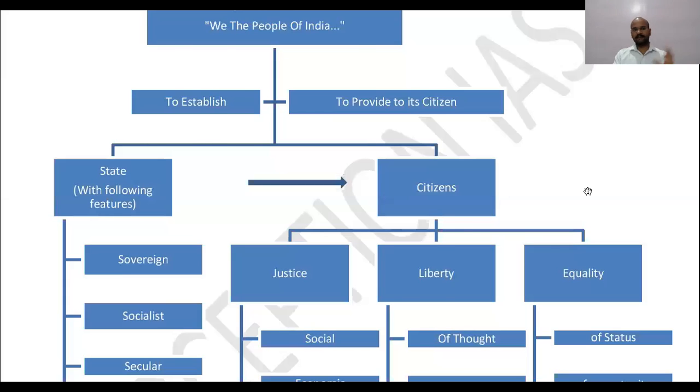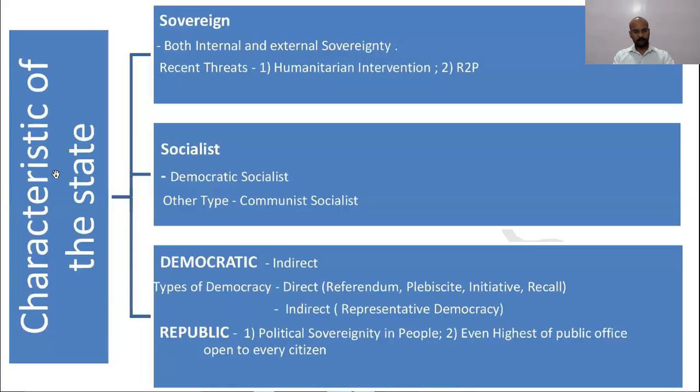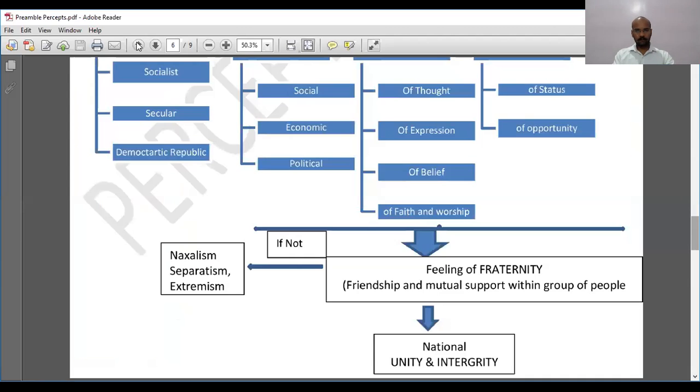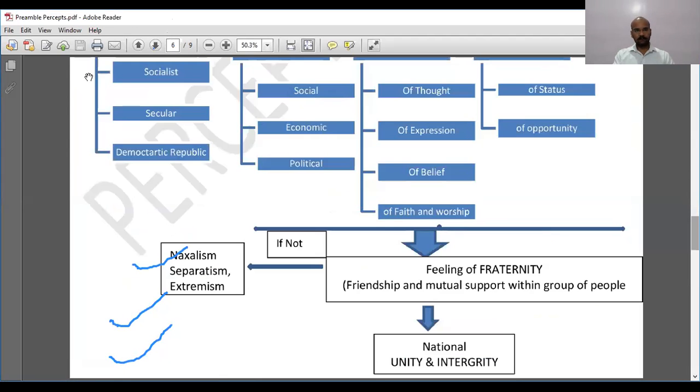Right, so this is the second part. You will see this part: socialist, secular, democratic, republic. Fine. So in this part, you will see that this part is to establish. So you are establishing a state which has certain features, right? What are these features? You have sovereign, then socialist, secular. These are three features. Then you have other features which include to have a socialist, secular, and democratic republic.